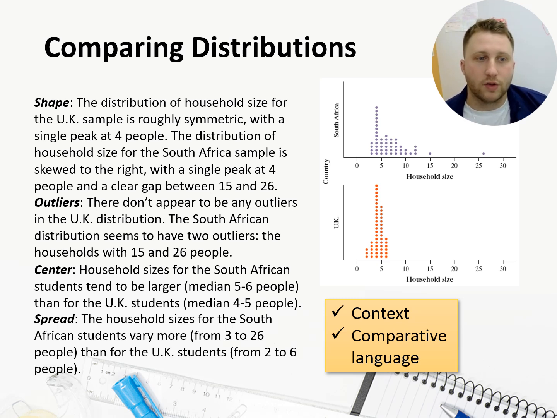So notice you have to use words like larger than, less than, the same as, different than when you're describing the shapes. It's not enough to just do SOCS twice when you're comparing two distributions, but go letter by letter comparing the two distributions. You can pause the screen here if you want to read this comparison of household size in South Africa and the UK.